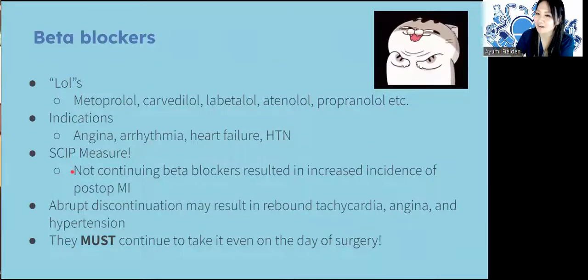And you've probably heard anesthesia asking, do you take beta blockers? Okay, you take metoprolol. Did you take one this morning? And if not, not a big deal. We can give it IV. So make sure if the patient's on beta blockers, ask, have you taken it this morning? When do you usually take it? Have you taken it this morning? It's really important. Abrupt discontinuation may result in rebound tachycardia, angina, and hypertension as well. So they must continue to take it even on the day of surgery. This is important. This is a biggie. Beta blockers must be continued.